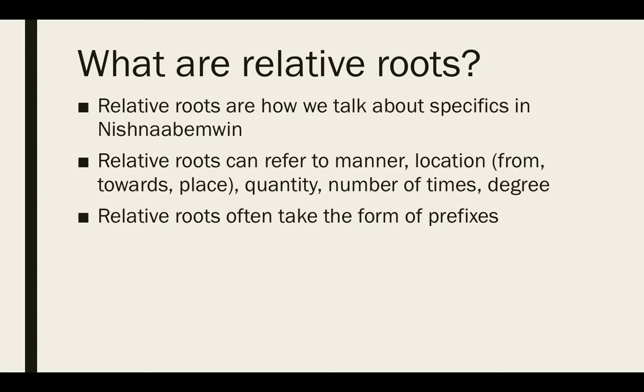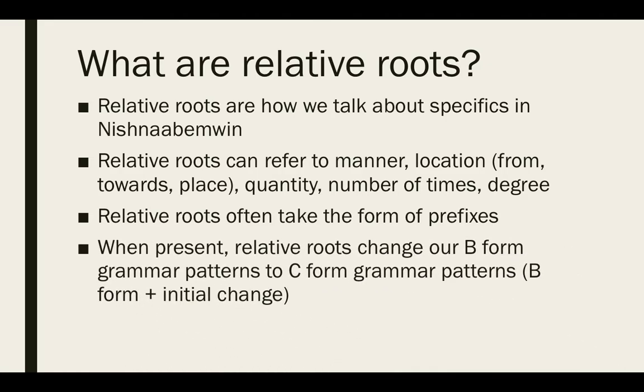Relative roots often take the form of prefixes, so those go at the front of our verbs. When present, relative roots change our B form grammar patterns to C form grammar patterns. That's like B form with some initial change that happens to the beginning of the verb phrase, and that again happens to the first vowel sound.